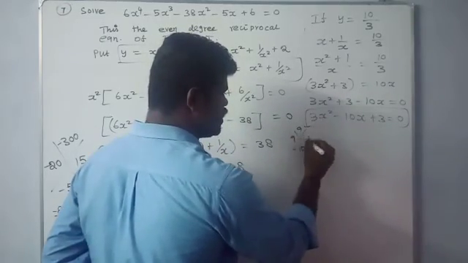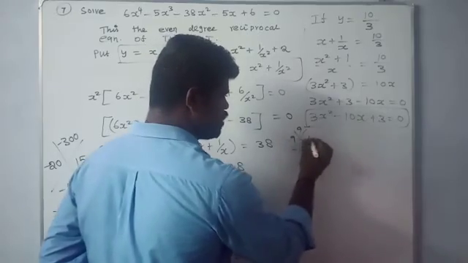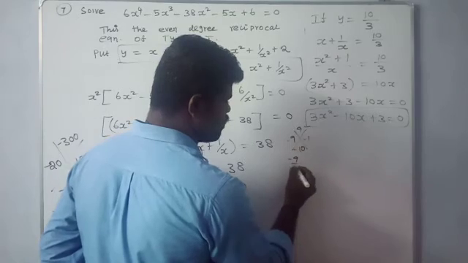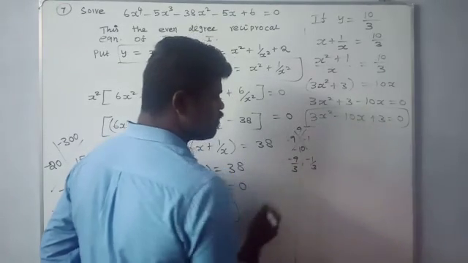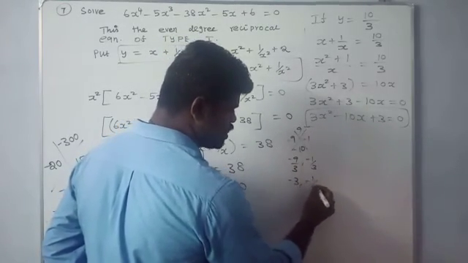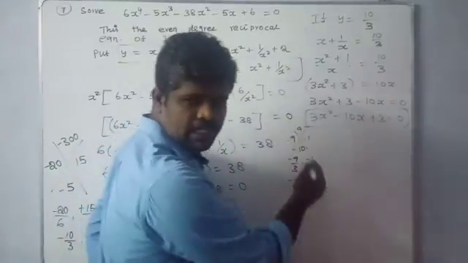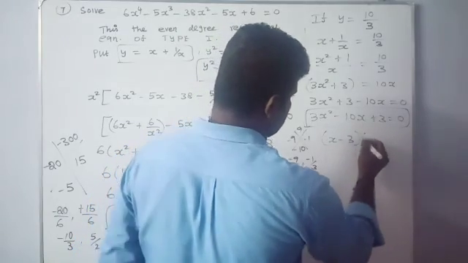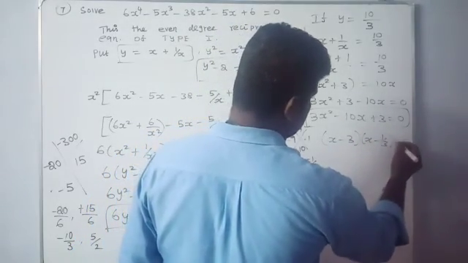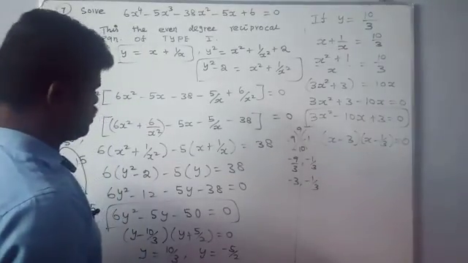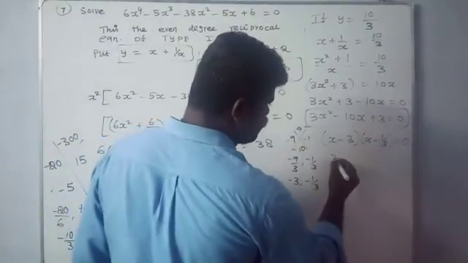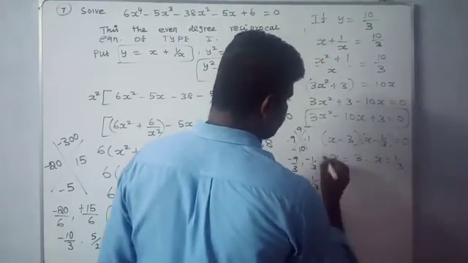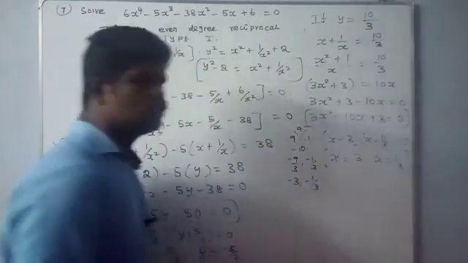That means 9 into 1, minus 9 minus 1. And this is the leading coefficient 3. So minus 9 by 3 comma minus 1 by 3, that means minus 3 comma minus 1 by 3. So the factors are x minus 3 into x minus 1 by 3 equal to 0. Right? The value x equal to 3 comma x equal to 1 by 3. So two roots are there.